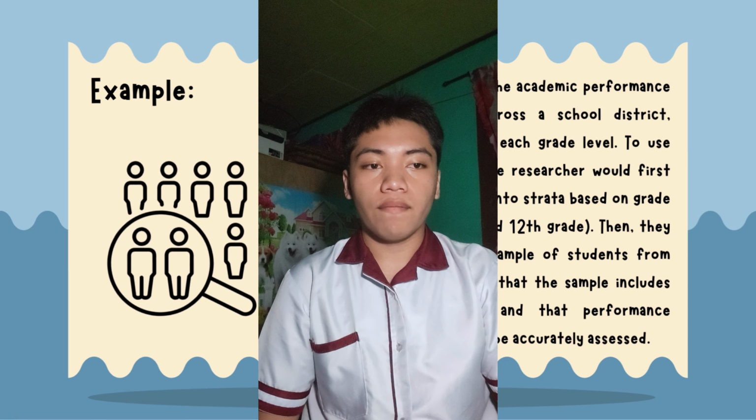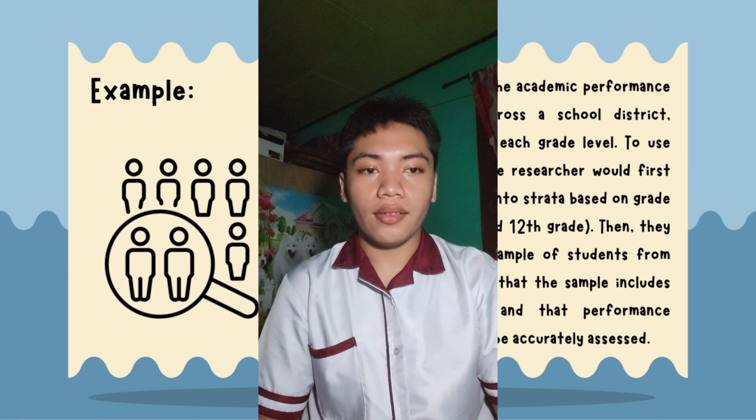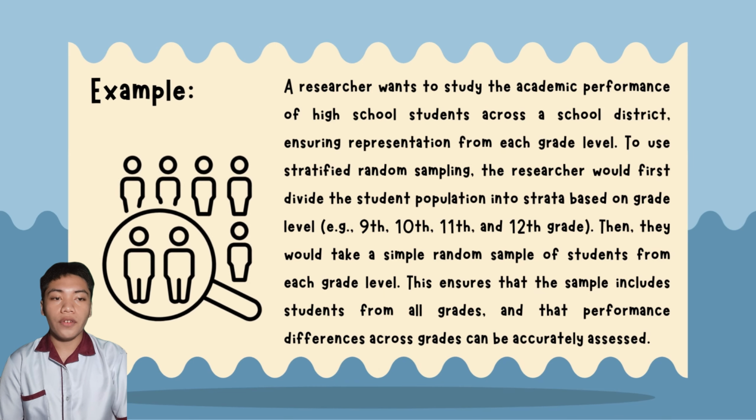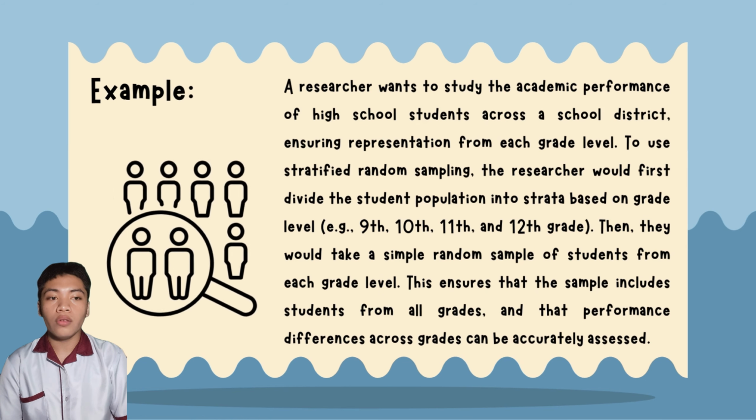For example, a researcher wants to study the academic performance of high school students across a school district, ensuring representation from each grade level. To use stratified random sampling, the researcher would first divide the student population into strata based on grade level. For example, 9th grade, 10th grade, 11th grade, and 12th grade. Then, they would take a simple random sample of students from each grade level. This ensures that the sample includes students from all grades, and that the performance differences across grades can be accurately assessed.